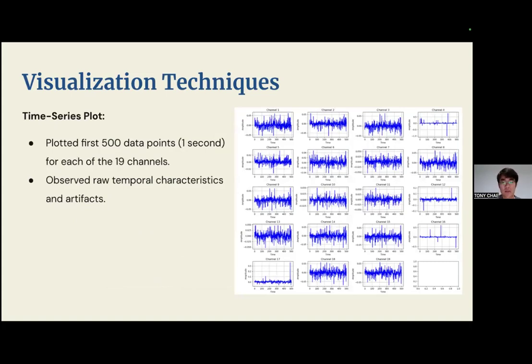This slide shows the time series plot for the first patient's EEG data, in which it shows the first second, which is 500 timestamps, for channel 1 to channel 19, from the frontal pole to the occipital lobe. Next slide, please.